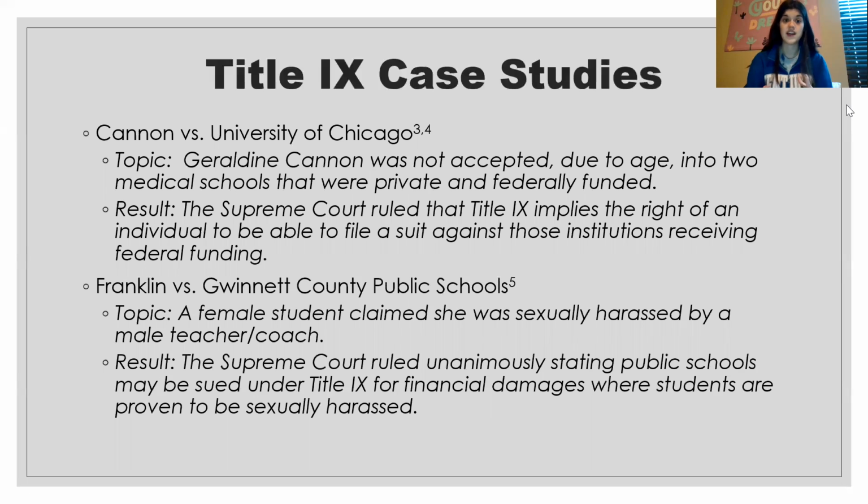The two Title IX case studies I want to talk about are Cannon versus the University of Chicago, where she was over 30 and didn't get accepted into Northwestern University and the University of Chicago because of her age. These two colleges were private, but were receiving funding from the government, like scholarships. She won 7-2, and so she got to go into the schools even though she was over 30. She wanted to be a housewife.